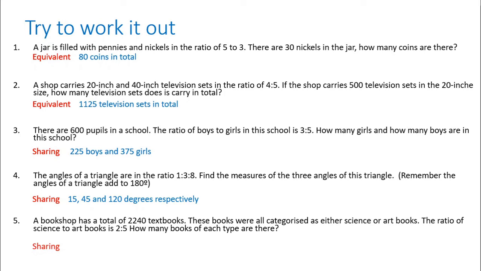Finally, our last question. There are 640 science books and 1,600 art books. By sharing that in the ratio 2 to 5, check to make sure that 640 plus the 1,600 will add up to the total of 2,240 textbooks.